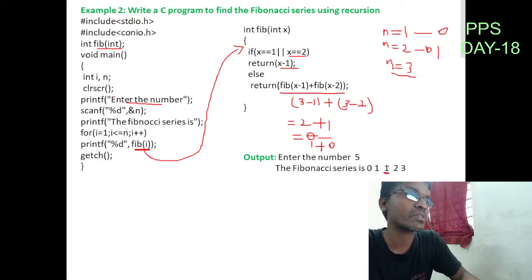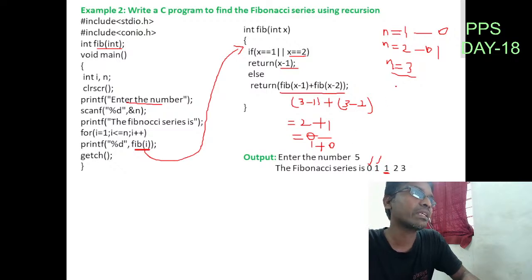I hope you are understanding what I am saying. So if n is equal to 1, then it is going to give 0. If n is equal to 2, then it is going to give output 1. And if n is equal to 3, then you need to substitute in the else block Fibonacci of 3 minus 1 plus Fibonacci of 3 minus 2, that is equal to Fibonacci of 2 plus Fibonacci of 1. The Fibonacci of 2 I got 1, and for Fibonacci of 1 I got 0. So that means 0 plus 1, we'll get the next term, that is 1.